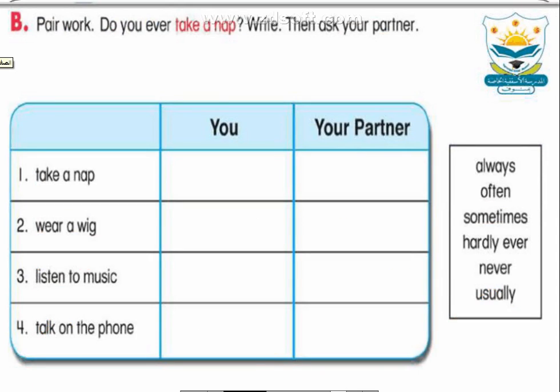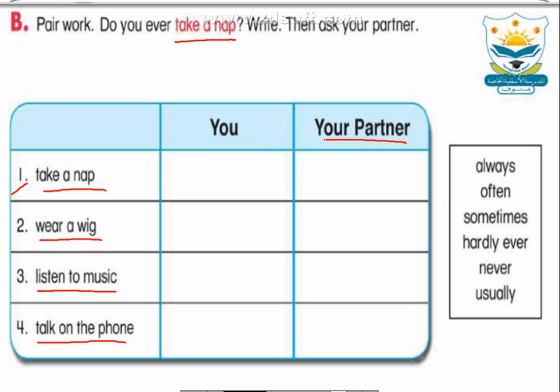Now number B, pair work. Do you ever take a nap? هل أخدت قيلولة قبل كده؟ Right? Then ask your partner, زميلك. So I will ask about taking a nap, wearing a wig, listening to music, talking on the phone. For example, I'll answer number 1 as an example, and you will answer the rest of the chart by yourself, and if you need any help, just tell me.